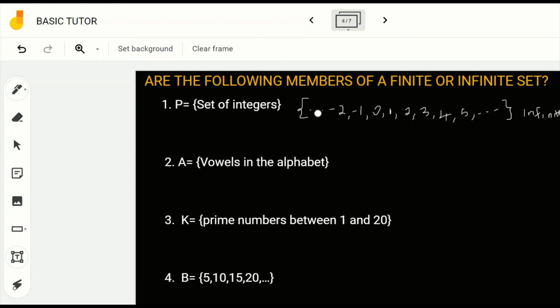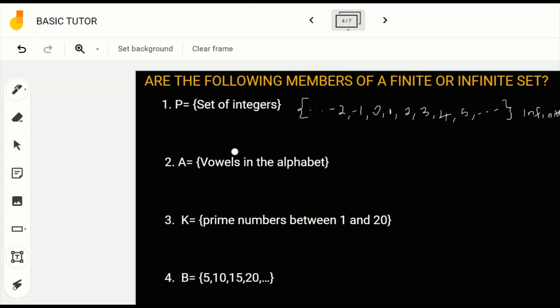As you can see, we have 3 dots before the first number. That means that we have numbers before -2, and at the end we have 3 dots, which means that the numbers continue. So the set of integers is an infinite set.